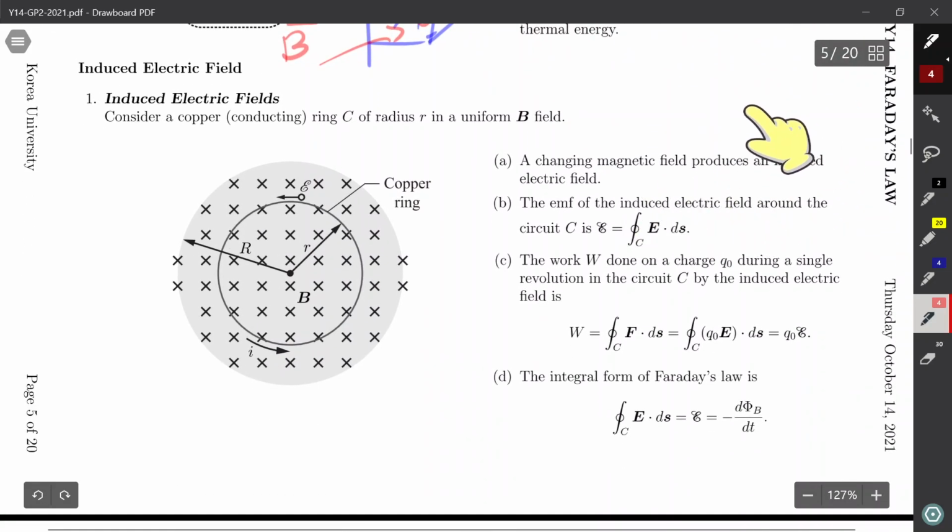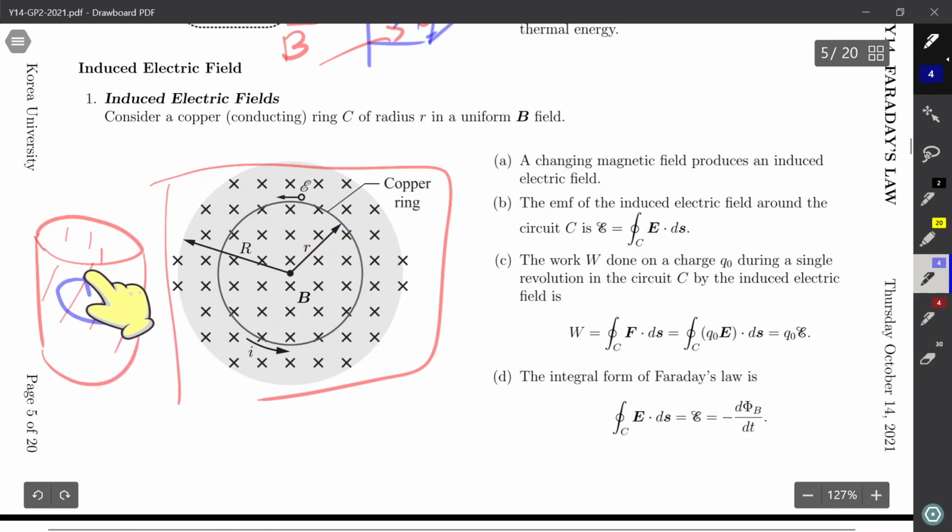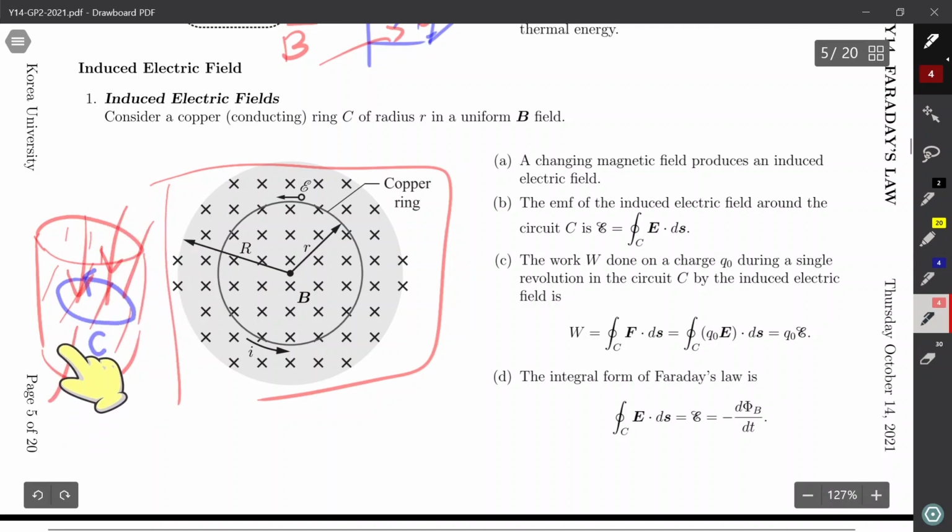Next, we consider the induced electric field. Consider a copper ring. This is a conductor, a lump of conductor. And we draw a ring C inside the conductor. Let us consider the magnetic flux passing through the imaginary circular circuit. A changing magnetic field produces an induced electric field.